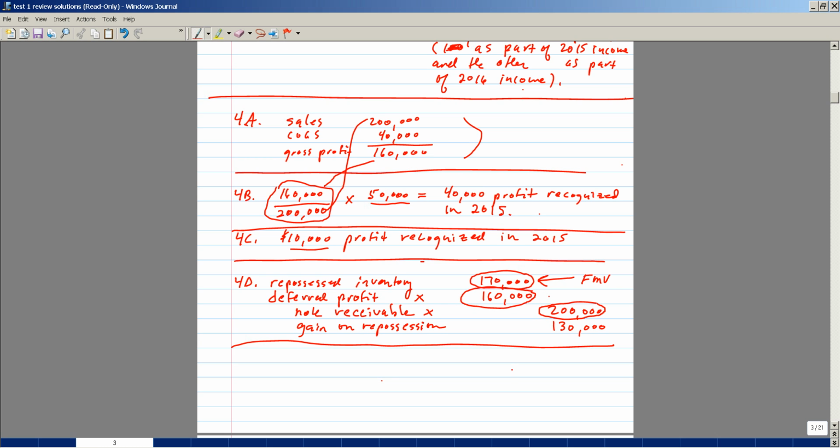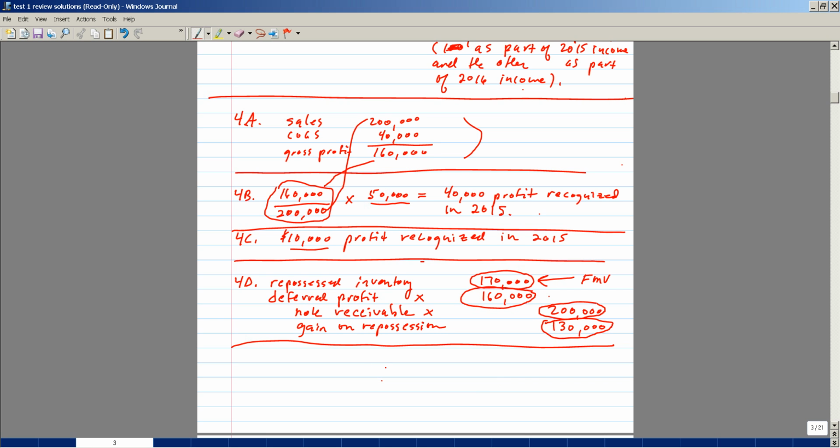The profit, we originally deferred $160,000 profit on this sale at the time we entered into the sale. We haven't collected any cash under 4D, so the amount of the profit that we originally deferred is still sitting in the deferred profit account, so we have to remove that from the accounting records. And so what we need is a residual credit of $130,000 to make the journal entry balance, and that residual credit is going to go to gain on repossession.